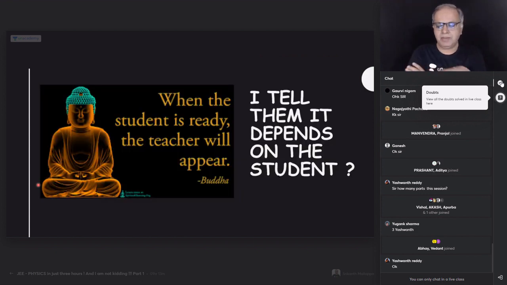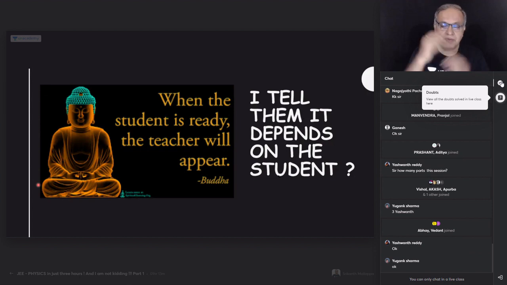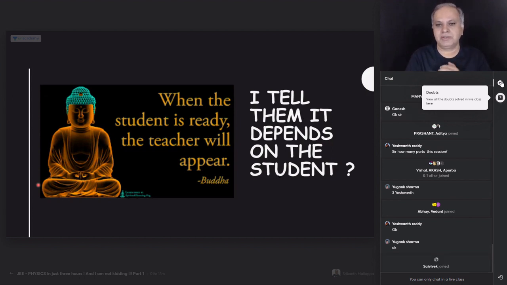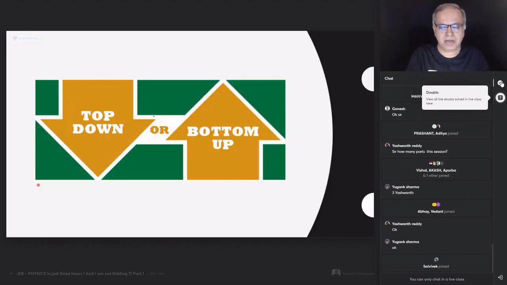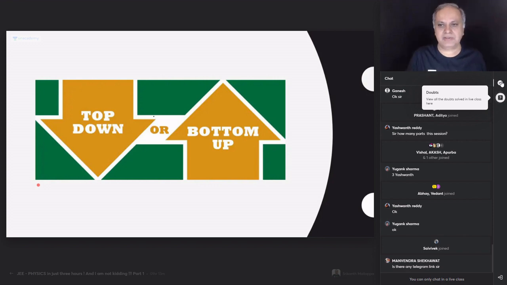I tell them it depends on the student. When I say it depends on the student, don't ever think that I'm being harsh towards the students. I'm not saying whether your student is good or bad. What I mean to say is whether the student requires a top-down or bottom-up approach. What am I trying to do, children? I'm justifying how you can finish the JEE Physics syllabus in 3 hours.